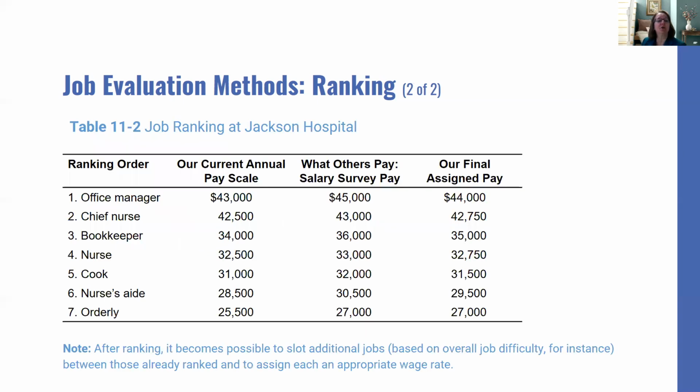So here's an example of a job ranking at a hospital. An office manager: current annual pay scale 43, what others pay from the survey 45, and the final assignment 44. Chief nurse: the current pay was 42.5, what others were paying was 43, and the final was 42,750. Bookkeeper was 34. They discovered it was 36, so final was 35.